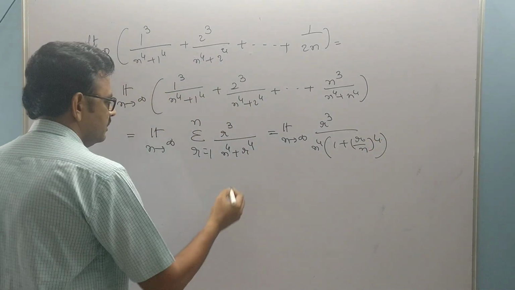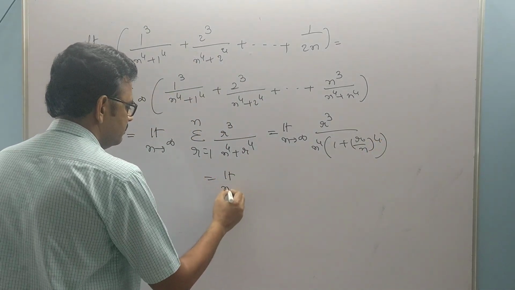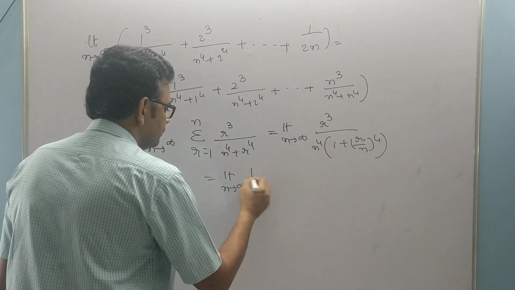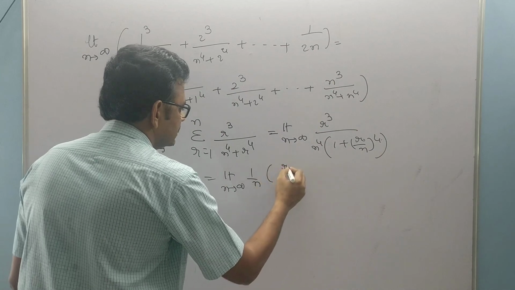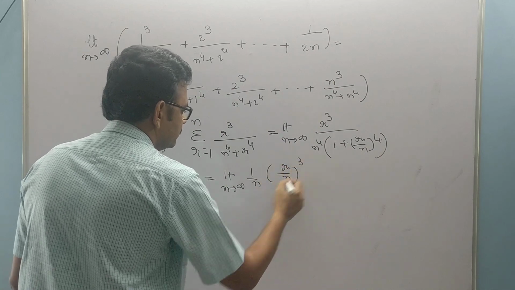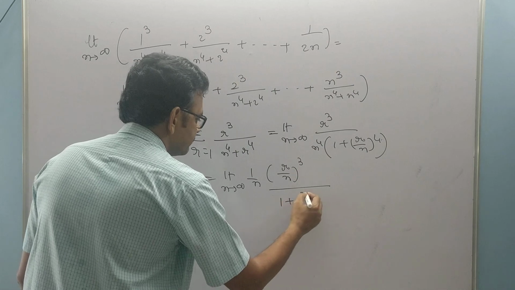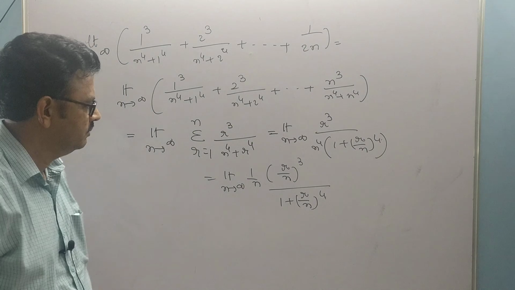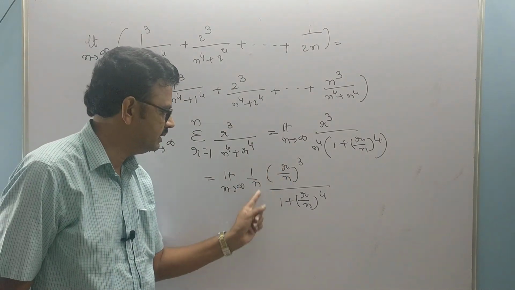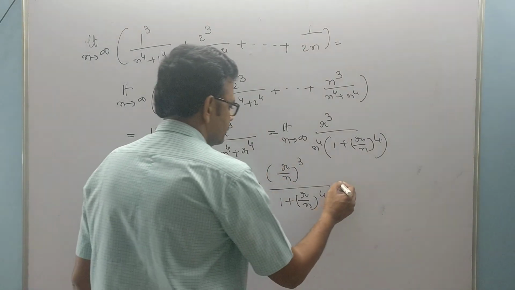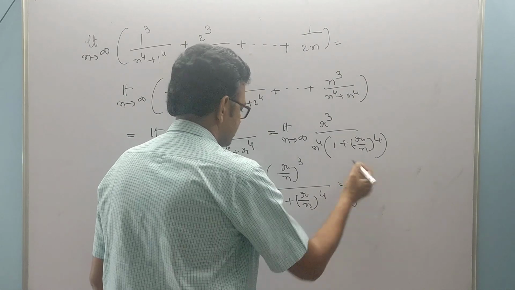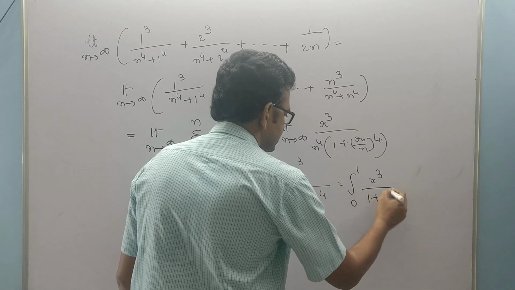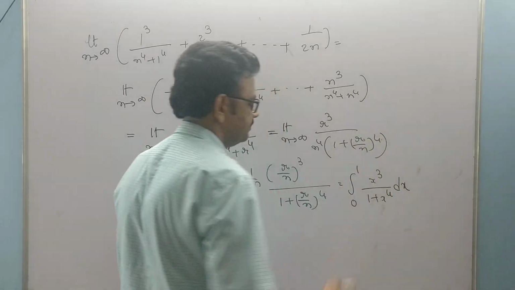That is equal to limit of n tends to infinity of 1 by n into r by n whole cube by 1 plus r by n whole power 4. Now r by n is x, 1 by n is dx. Same as the limits are 0 to 1. So this is integral of x cube by 1 plus x power 4 dx.